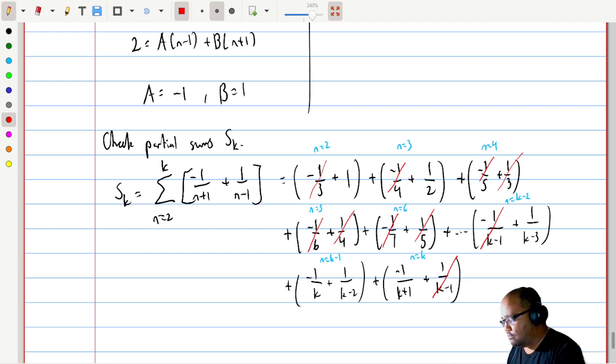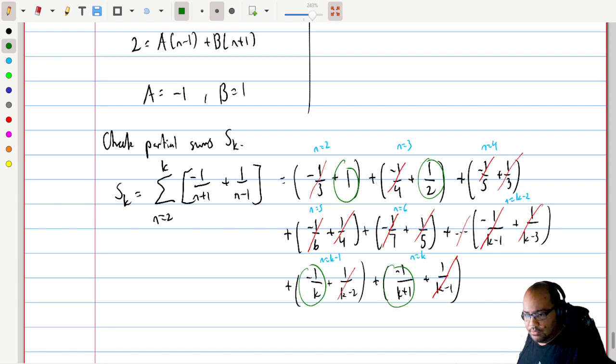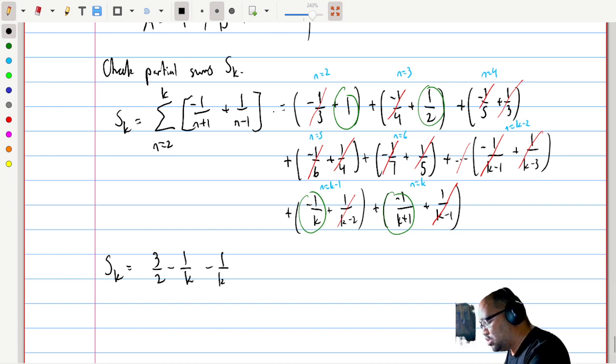It's going to appear that the k minus 2 term cancels with something in here, and same with the k minus 3. So which ones survive? 1 plus a half, minus 1/k, minus 1/(k plus 1). So if I look at this, s_k is equal to 1 plus a half, which is 3/2, minus 1/k minus 1/(k plus 1).